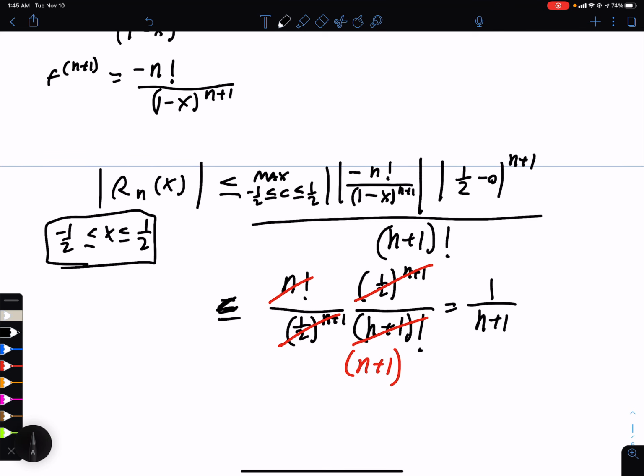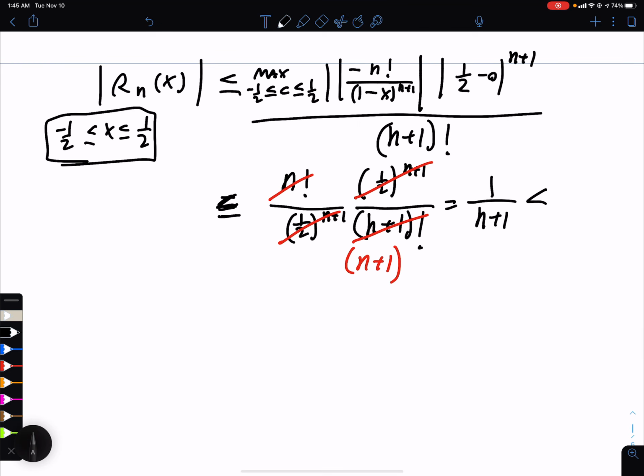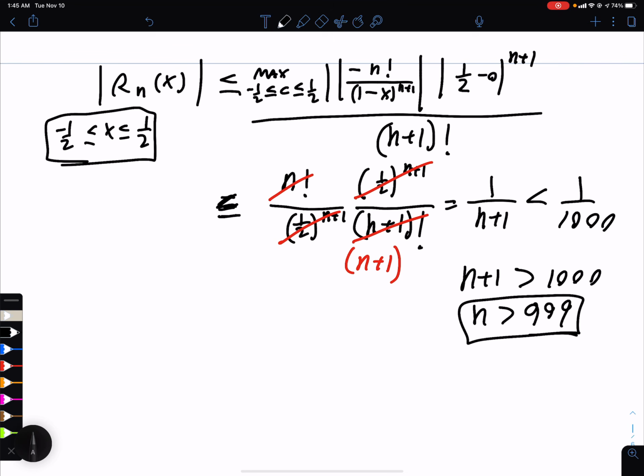But the whole problem is asking the error to be less than 1/1000th. So that's going to be less than 1/1000th. Let's flip both sides. N plus 1, flip the inequality. So n must be greater than 999. So that is a crazy problem. These are much harder. That is harder than any AP question you'll get. But hopefully you understand the concept of Lagrange error bound.